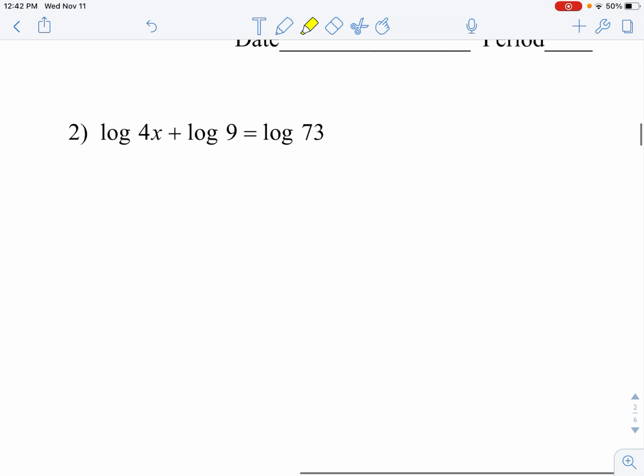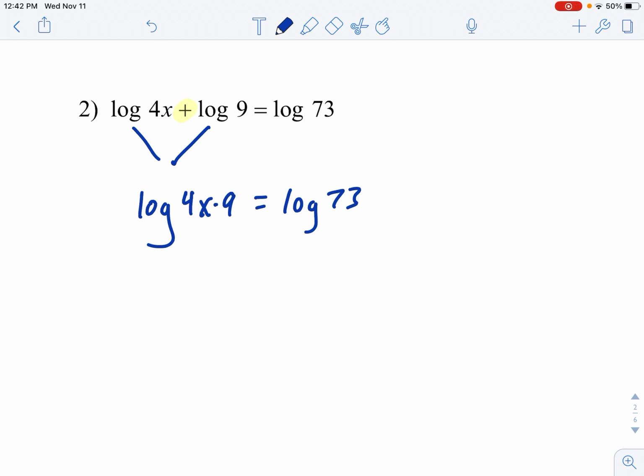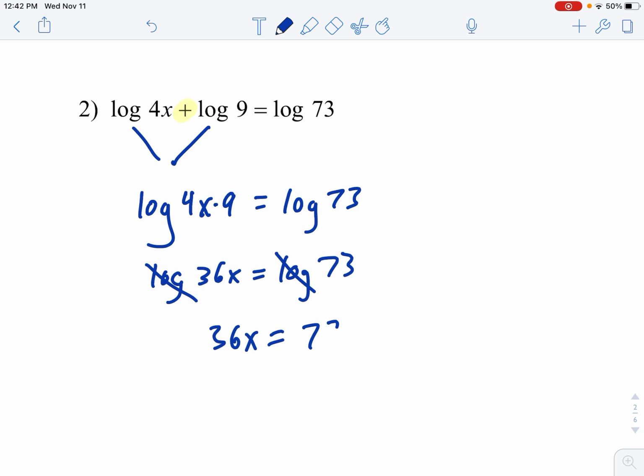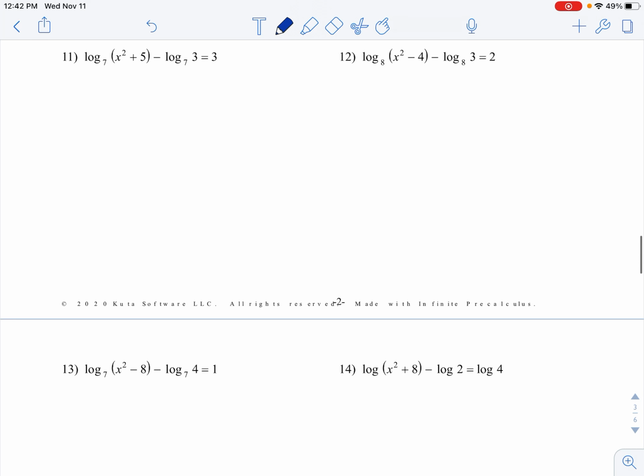Okay, so because there's a plus here, I can use the product property. I can condense this side into one logarithm, and then it becomes log of 4x times 9 equals log of 73. Now, what is 4x times 9? Well, 4x times 9 is 36x. And now, since we have one log on each side, we can use the one-to-one property to cross those out. 36x equals 73. Divide both sides by 36. 73 is not divisible by 36, and it won't even simplify or reduce either, so that should just be the answer. Let's check number 2.